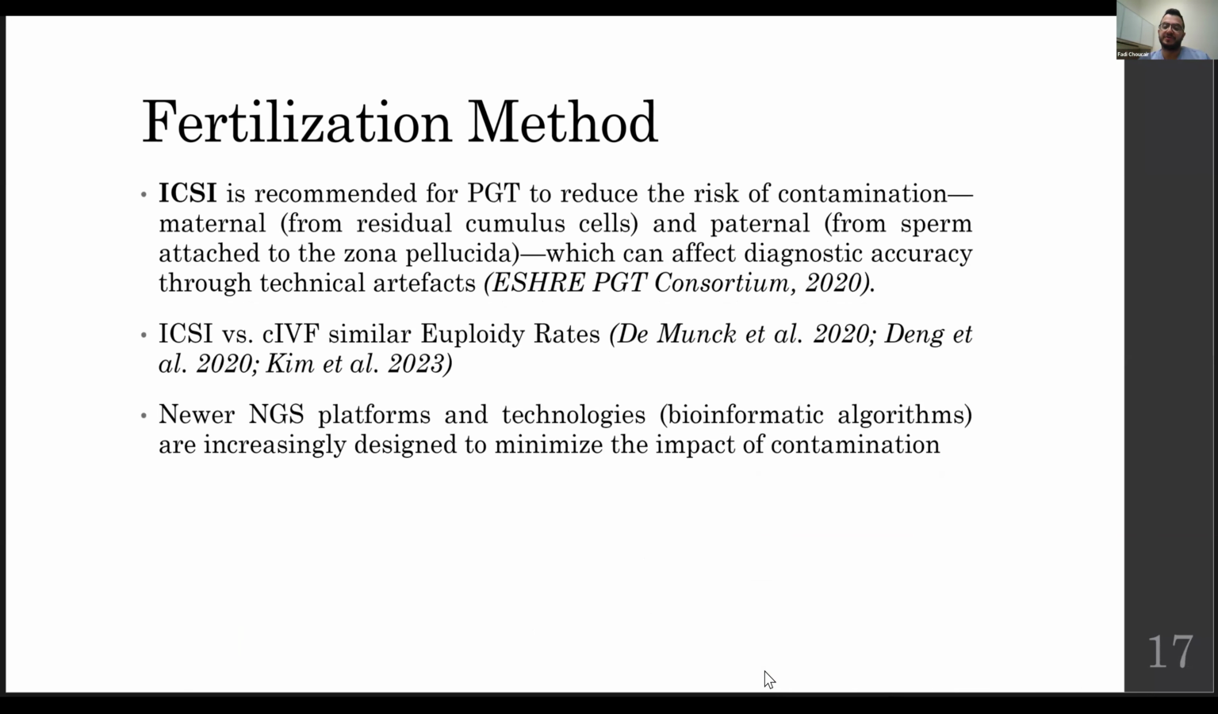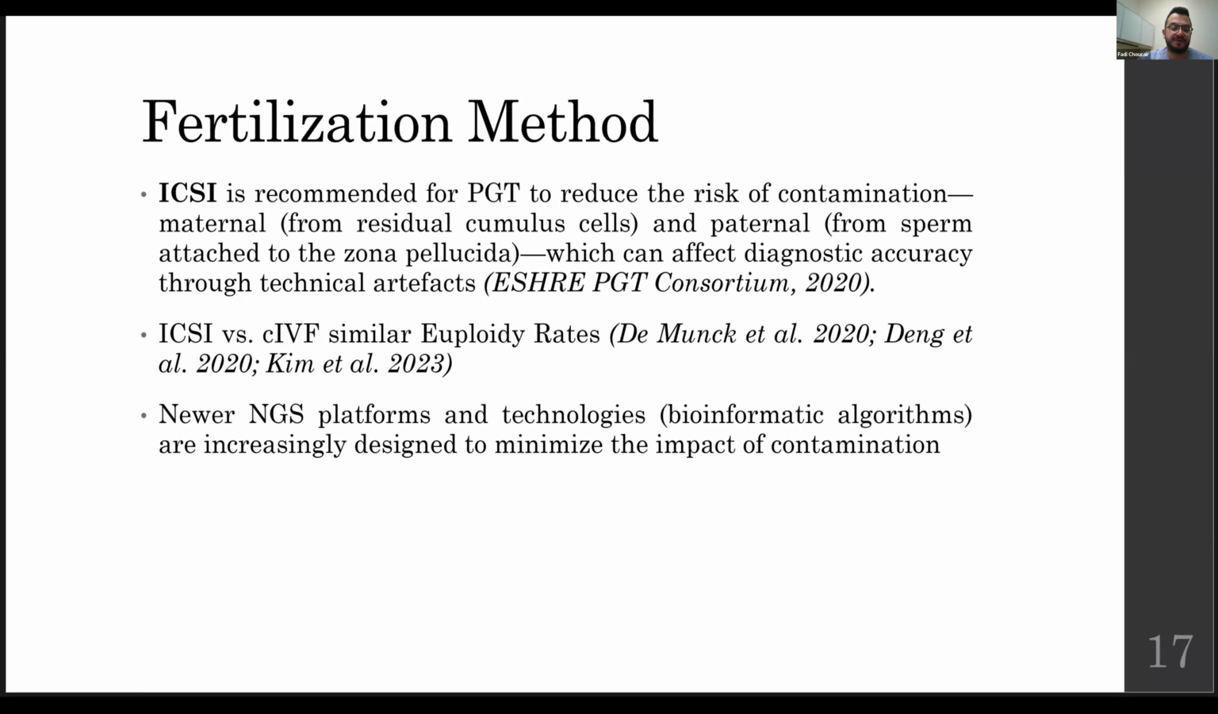So now let's move on to the bench. Another critical consideration in ensuring diagnostic accuracy is the choice of fertilization method. Shall we select the embryos derived from ICSI or from IVF? ICSI is the recommended method for PGT, as stated by the recent ESHRE PGT Consortium, as it significantly reduces the risk of contamination from the residual maternal cumulus cells or excess sperm attached to the zona pellucida. Those could introduce technical artifacts and compromise genetic analysis. While ICSI is chosen for its technical advantages in PGT settings, studies have shown similar embryo development and euploidy rate between ICSI and conventional IVF.